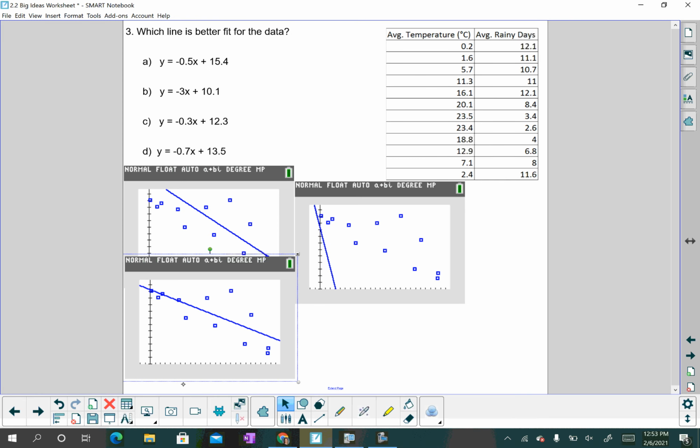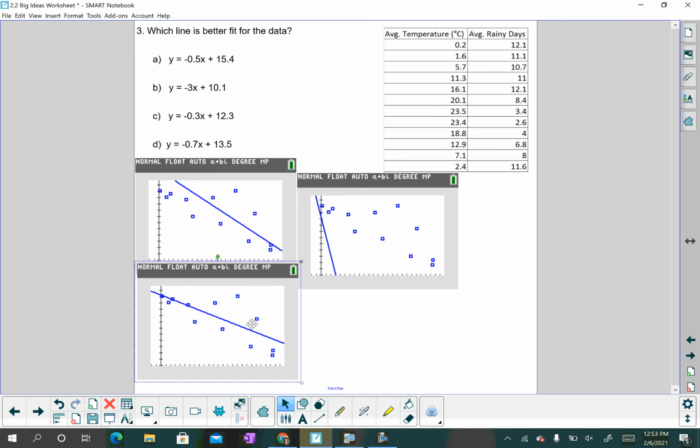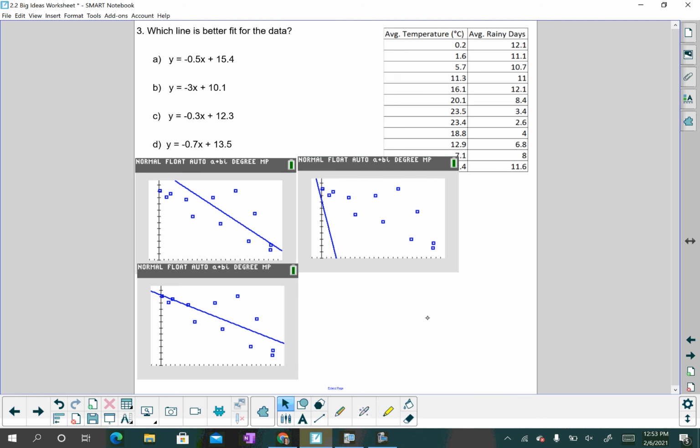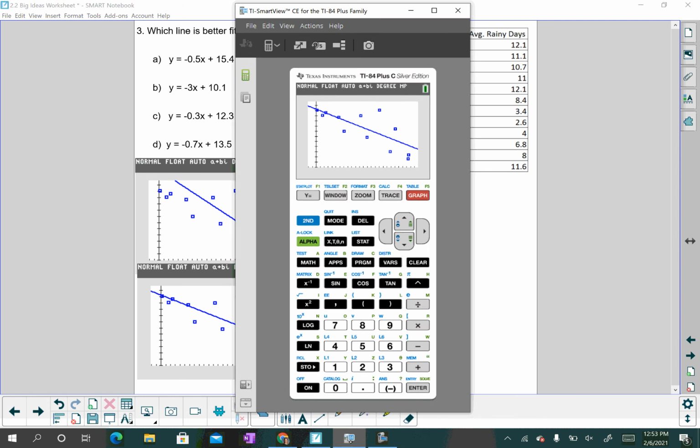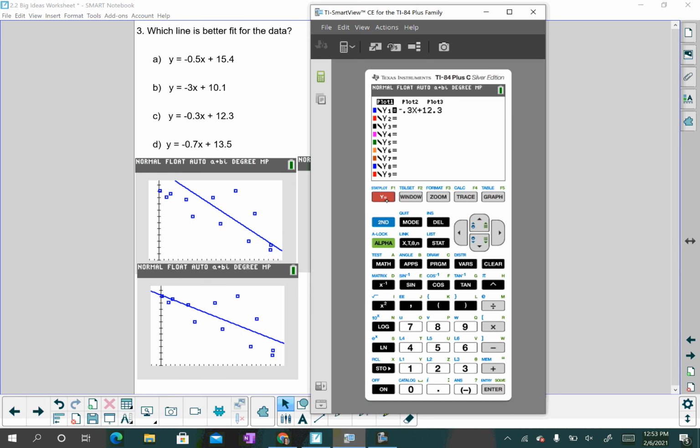And then let's go ahead and look at that last one. That one up there. Okay, so back to y equals. And we're going to type in negative 0.7x plus 13.5. Hit graph, and there's our last picture.